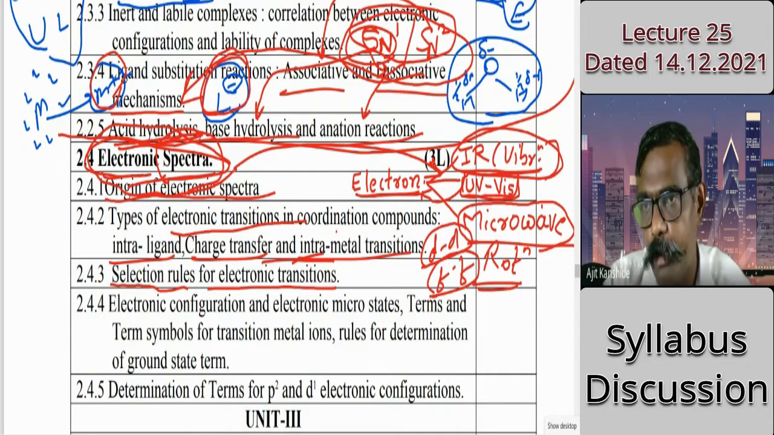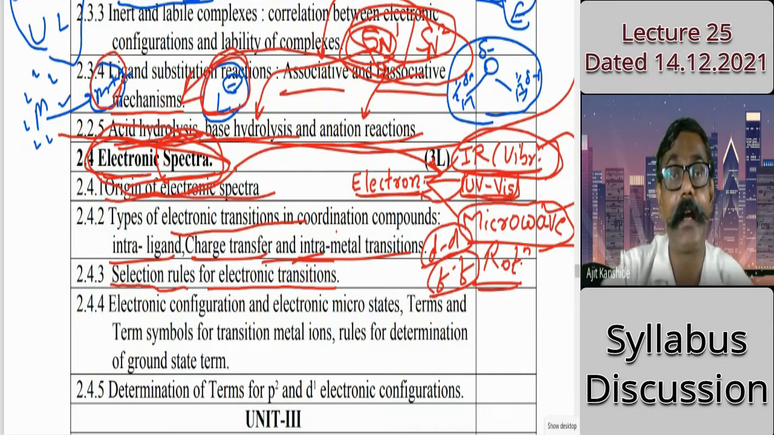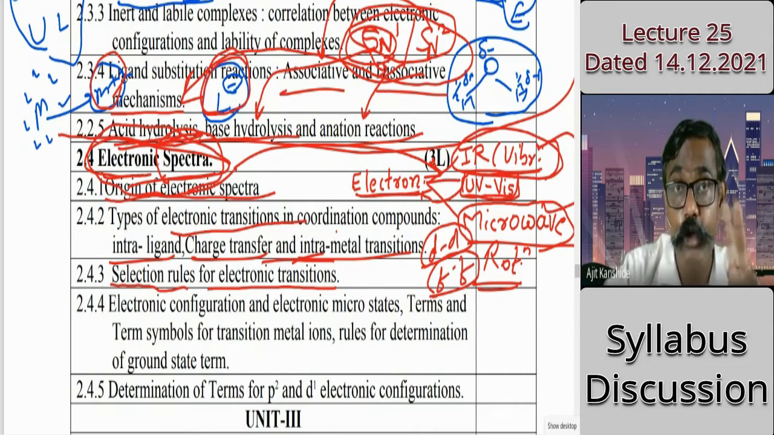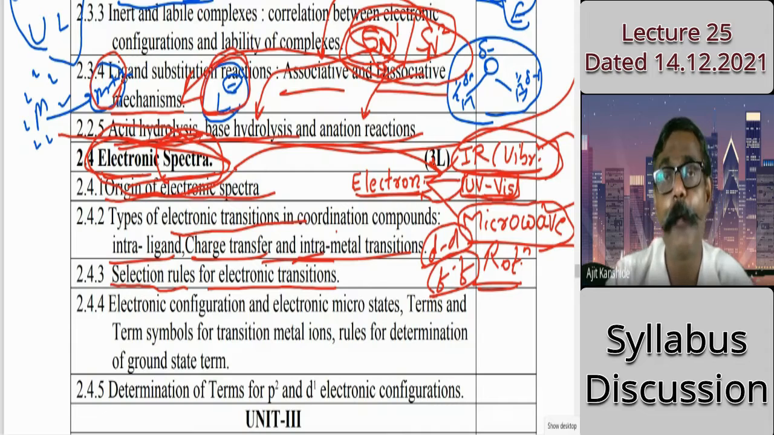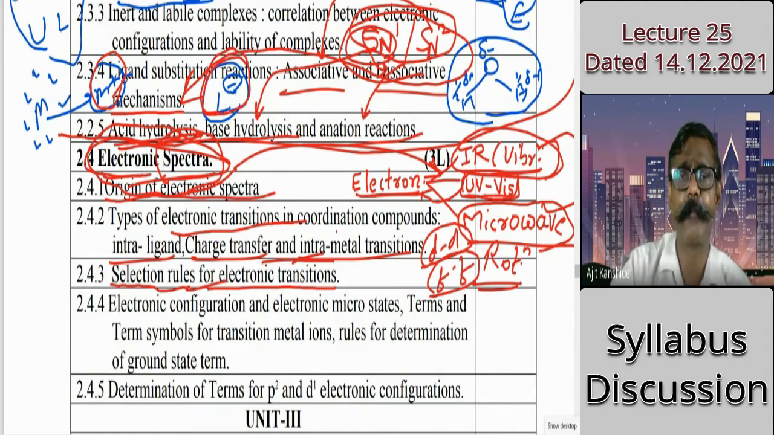Whenever you have studied microwave spectra or rotational spectra, IR spectra or Raman spectra, selection rules remain. There are allowed transitions and not allowed transitions. So for electronic spectra also selection rules are there, the Laporte selection rule and the spin rule. Three rules are there. So what are those rules? With examples we are studying them.